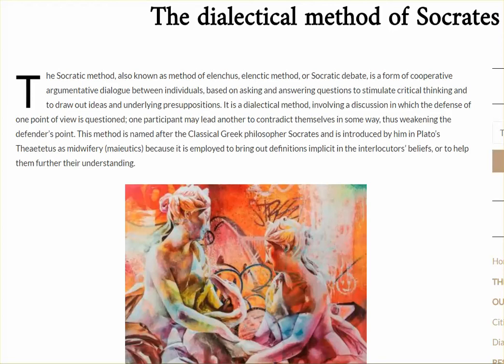This method is named after the classical Greek philosopher Socrates, and it was introduced by his student Plato. Because we couldn't find any Socratic books or Socrates' writings, whatever we know about Socrates is just through Plato. Plato introduced Socrates to us by playing the role of a midwife.